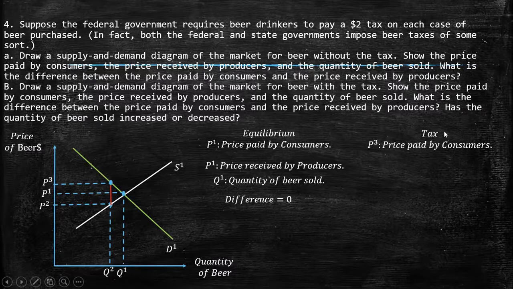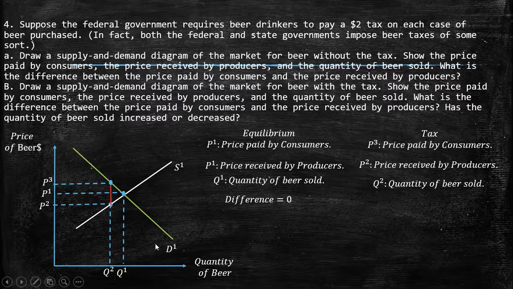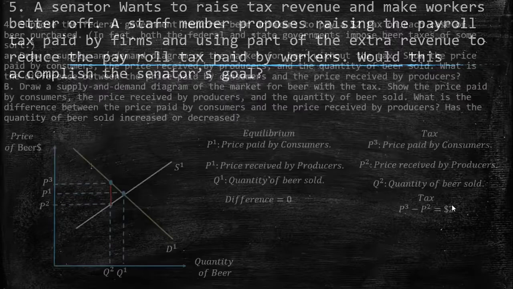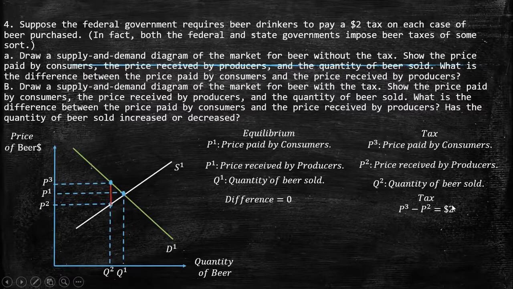In the tax case, we have P3, which is the price paid by consumers. We have P2, which is the price received by producers, and we have Q2, which is the quantity of beer sold. So what is the tax? It's going to be P3 minus P2, which is equal to 2.